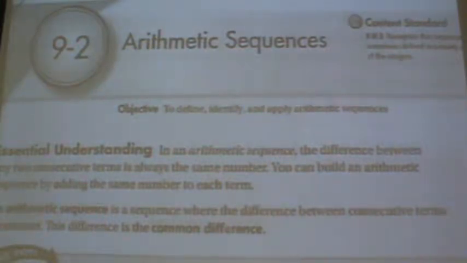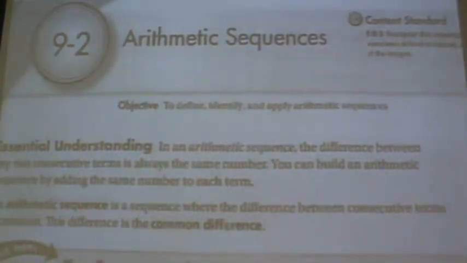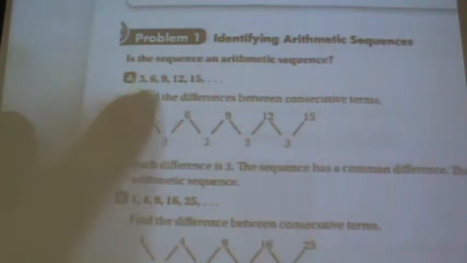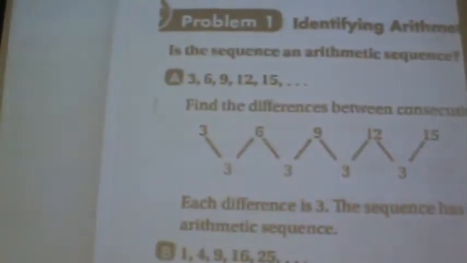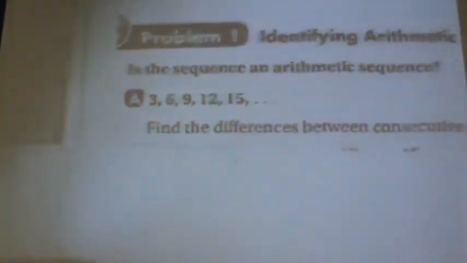Okay, today we're going to look at identifying patterns of numbers that are arithmetic. What that means is you're going to look at sequences of numbers, and a sequence of numbers is an ordered list of numbers. So for example, if you look down here, this is an ordered set of numbers: 3, 6, 9, 12, 15. So if we're going to analyze this.